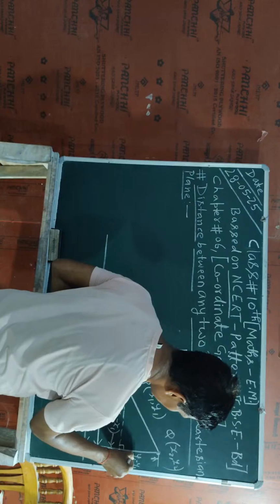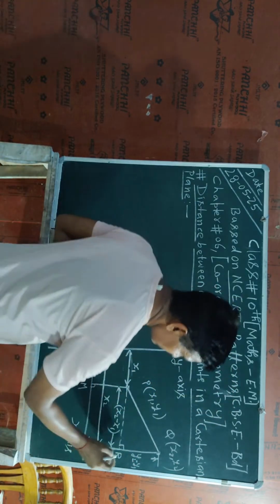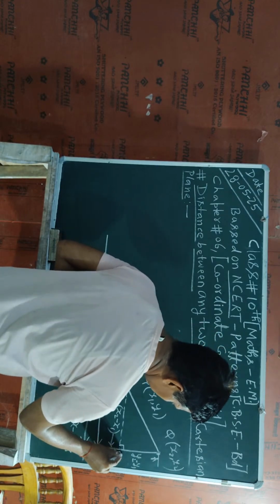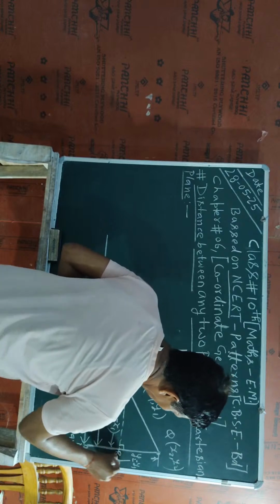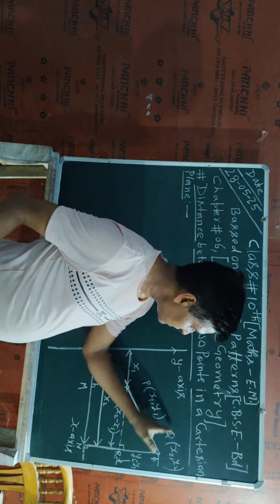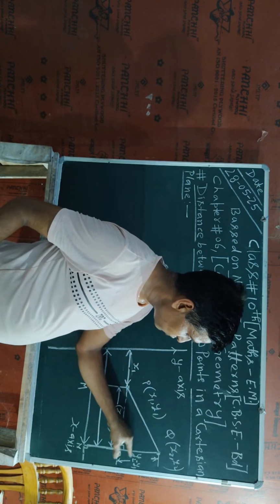So according to the information, we have to write y2 minus y1, and this will be from this point to this point. I will say this is the point R, and this is the point Q. So the length between Q and R will be y2 minus y1.